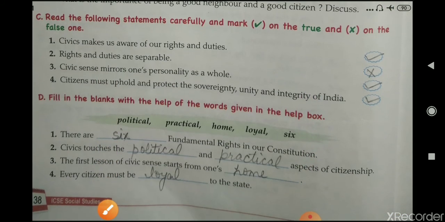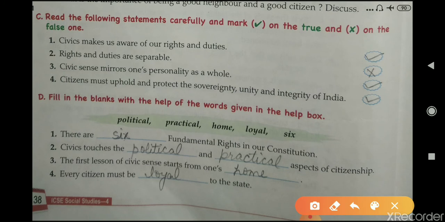Then the C exercise, true and false. Civic sense makes us aware of our rights and duties. That is correct. Rights and duties are separable. That is wrong. Civic sense mirrors one's personality as a whole. Correct. Citizens must uphold and protect the sovereignty, unity and integrity of India. This is correct.